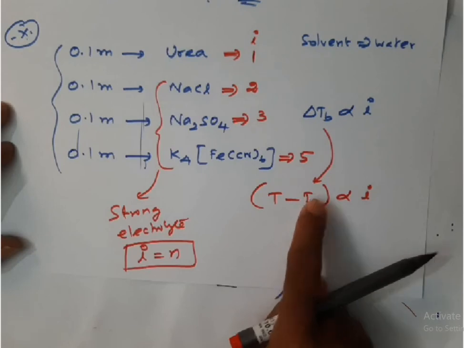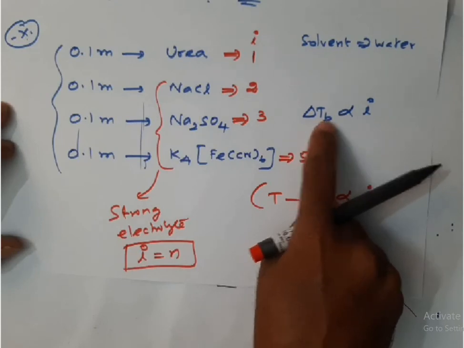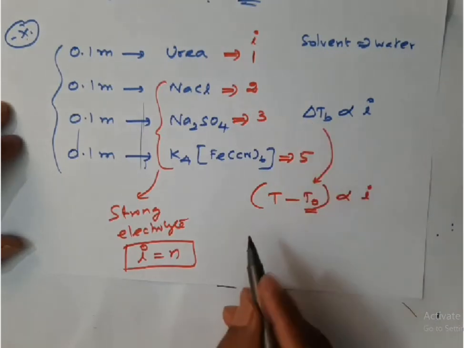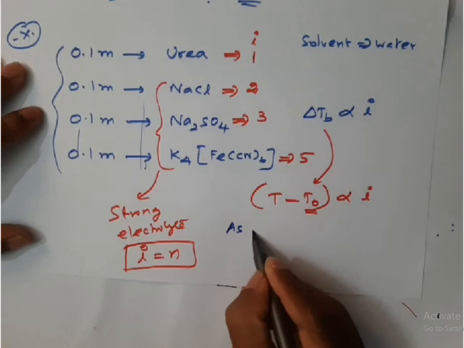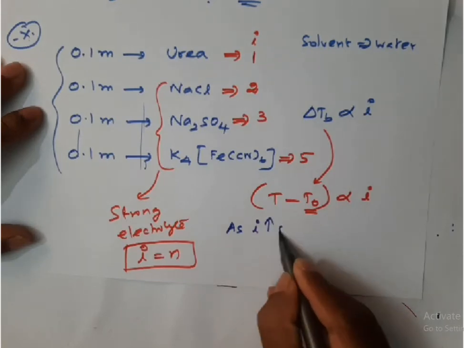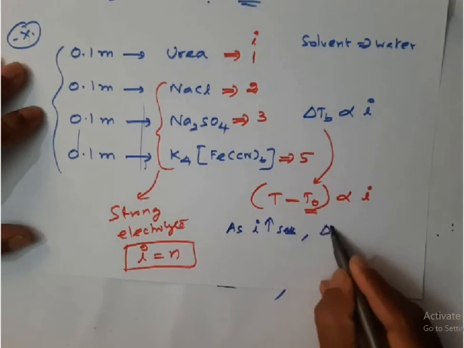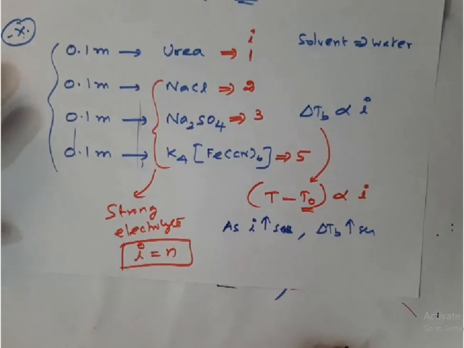If delta TB increases, students, observe carefully, as i increases, delta TB will increase. I'll write here. Observe carefully. As i increases, delta TB increases.